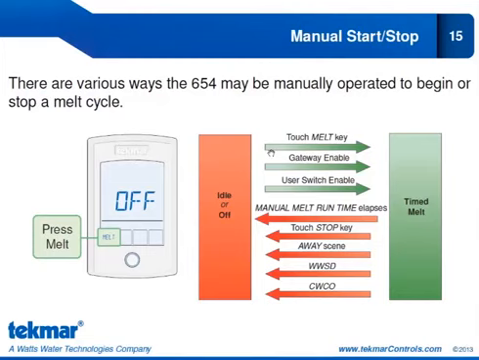How do we move from the time melt back to the idle or off state? Well, it happens automatically when that manual melt runtime elapses, or again, we can force it off by touching stop at any time, changing it to the away scene at any time, and it happens automatically if the outdoor temperature either rises above the warm weather shutdown set point, or if it drops below the cold weather cutout set point, we will return to that idle or off position.